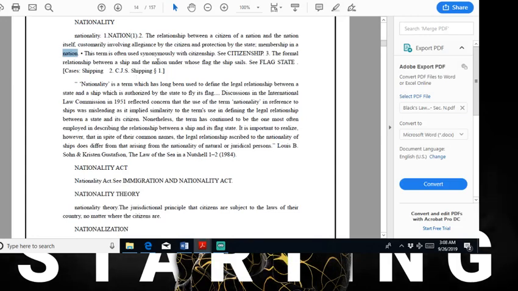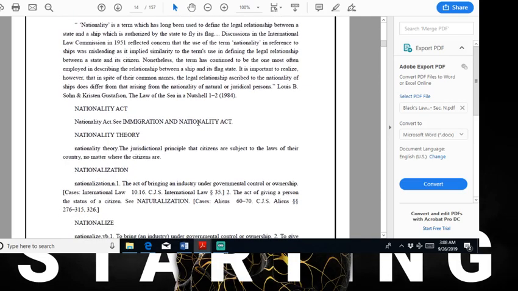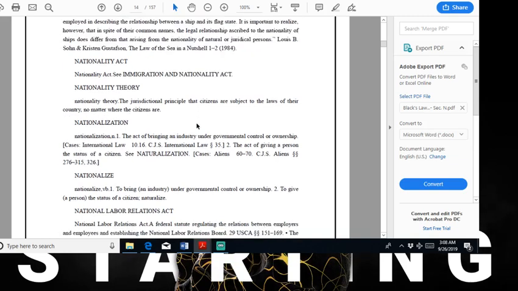Now, it says the relationship between a citizen of a nation and the nation itself, customarily involving allegiance by the citizen and protection by the state. And then it says membership in a nation. So let's look up nationality. I want to show y'all something. For those who pause the channel, you can pause the video and read over some of this. But I want to talk about this.